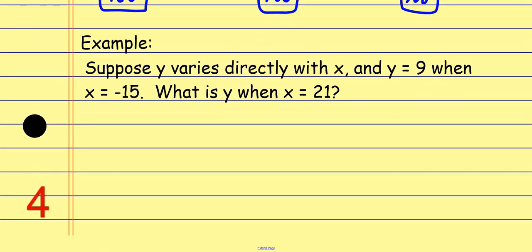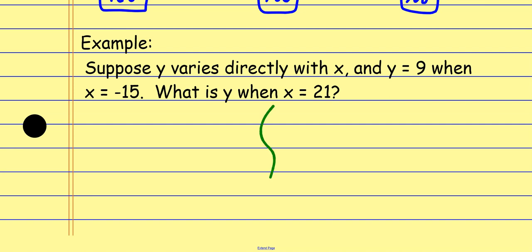And then the last piece of this thing, these are kind of a classic type example that we'll get with direct variation. It says, suppose y varies directly with x. That's the problem's way of saying, hey, this is direct variation, all right? This is going to be of the form y equals kx. And there are two ways that you can approach this, okay?